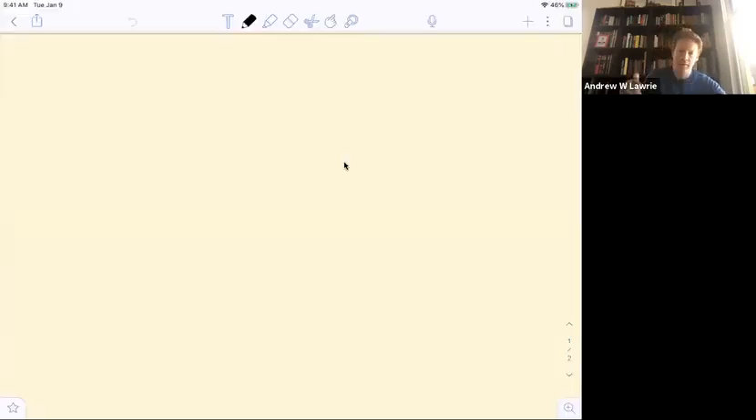Okay, so let's pick up where we left off last time. So last time we defined the exterior measure. So let's put this definition back up.